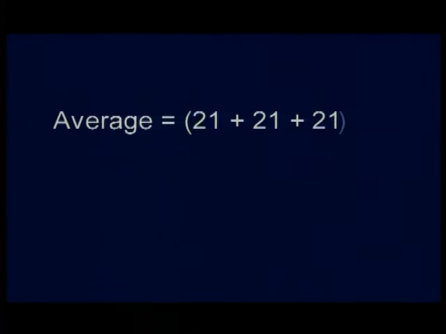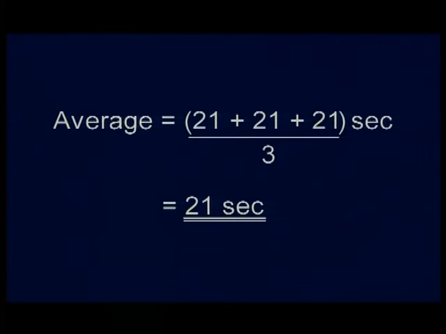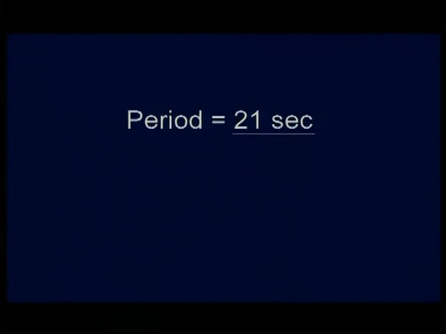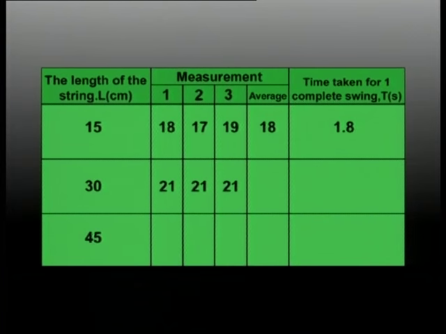Well, the average time taken for the 30 centimeter pendulum to make 10 oscillations is 21 seconds. It means that the period of an oscillation for this pendulum is 2.1 seconds each. The period of oscillation for the 30 centimeter pendulum is higher than the 15 centimeter pendulum. What does this mean? It means that it takes a longer time.